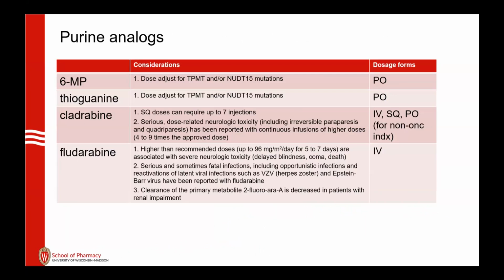NUDT15 mutations are more common in East Asian patients, and so it's very important to check that mutation. Up to 20% of patients can have a heterozygous deficiency.